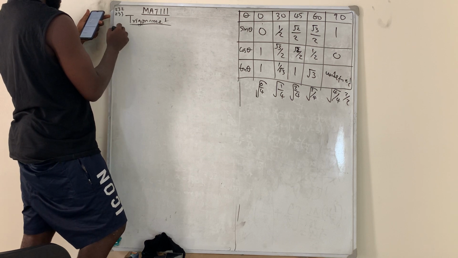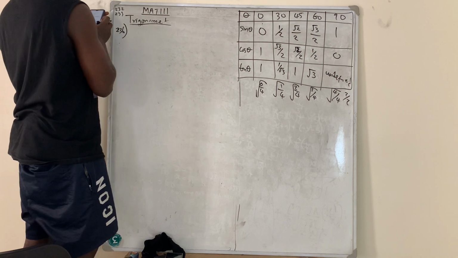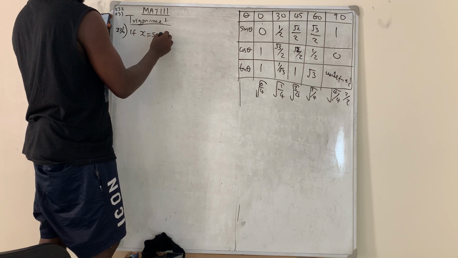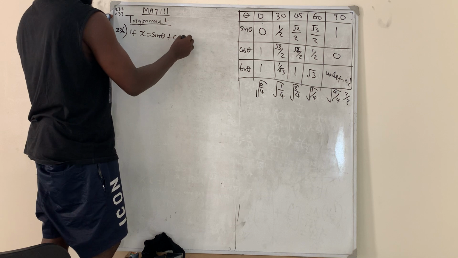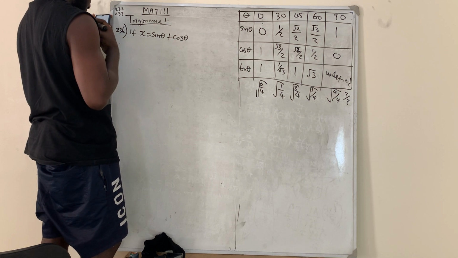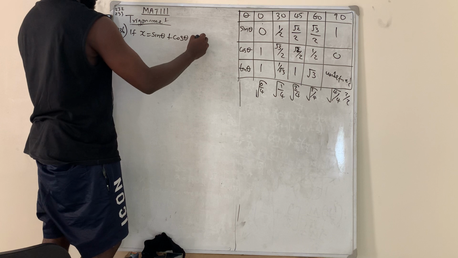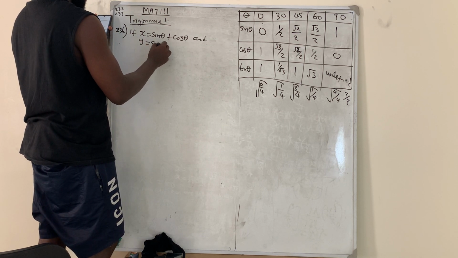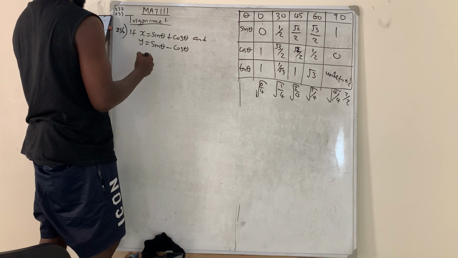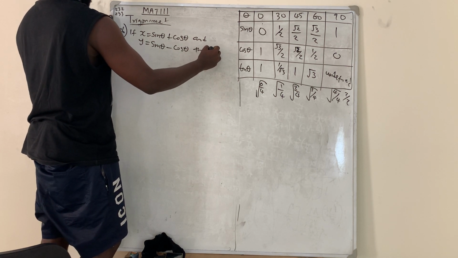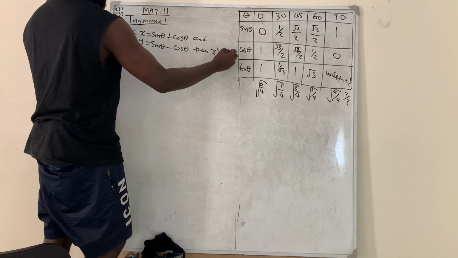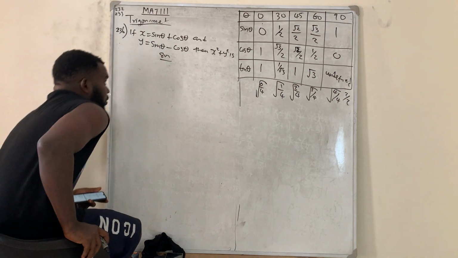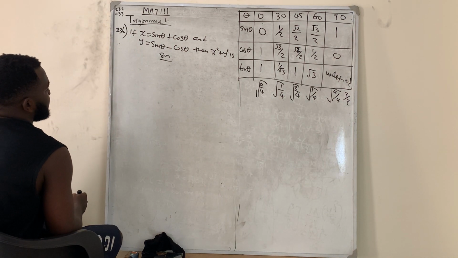That question is question number 236. Question number 236 said that if x is equal to sine theta plus cos theta, and y is equal to sine theta minus cos theta, then x squared plus y squared is? Okay, solution. They need to find x squared plus y squared. All right.